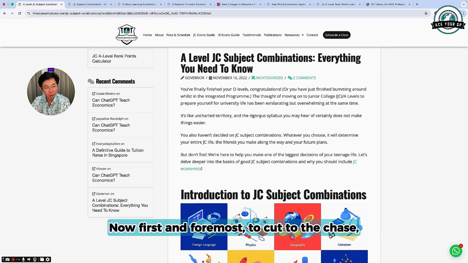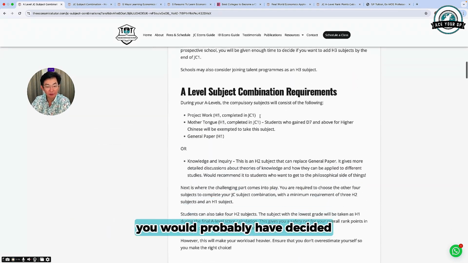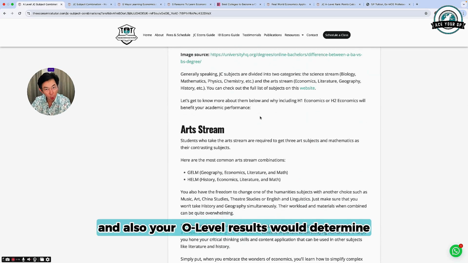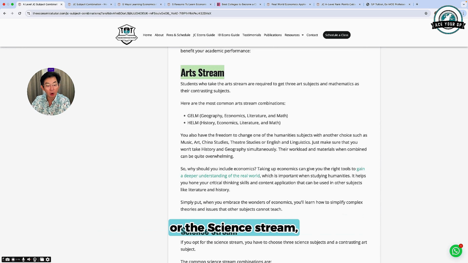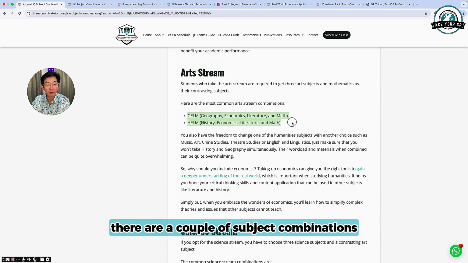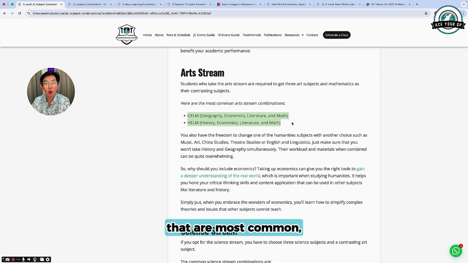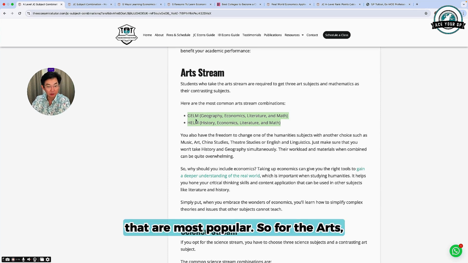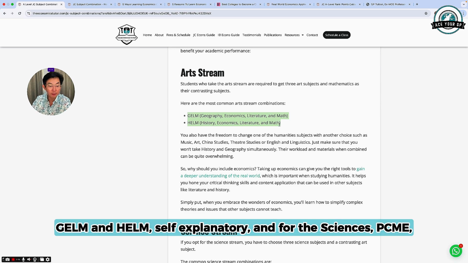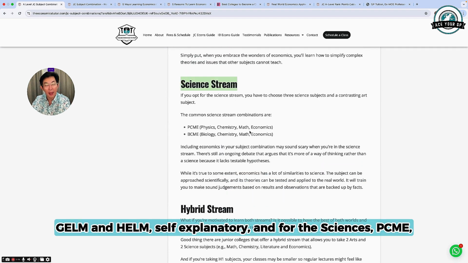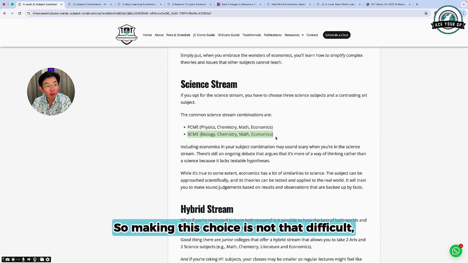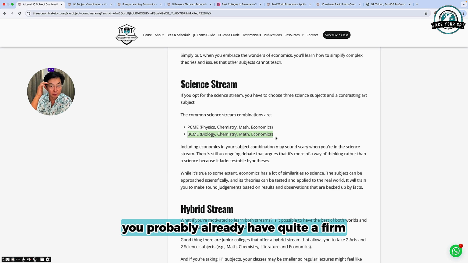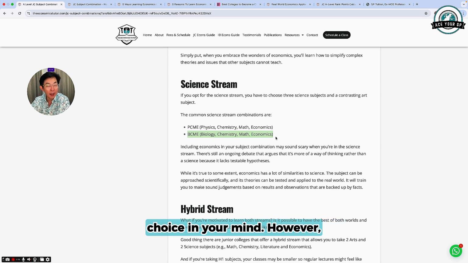Now, first and foremost, to cut to the chase, you would probably have decided, and also your O-level results would determine whether you will be entering the arts stream or the science stream. And within each of these streams, there are a couple of subject combinations that are most common, most popular. So for the arts, GELM and HELM, self-explanatory, and for the sciences, PCME, BCME, self-explanatory as well. So making this choice is not that difficult. You probably already have quite a firm choice in your mind.